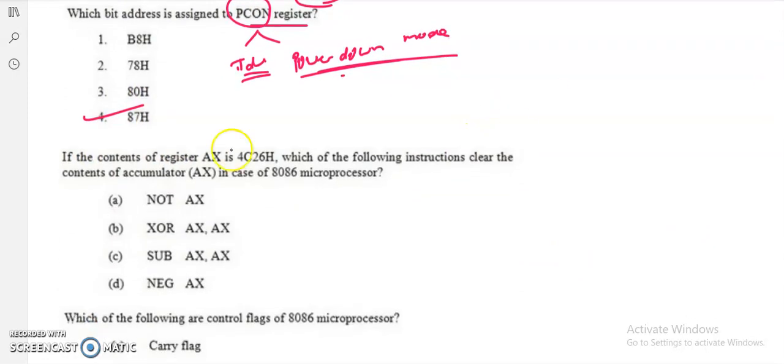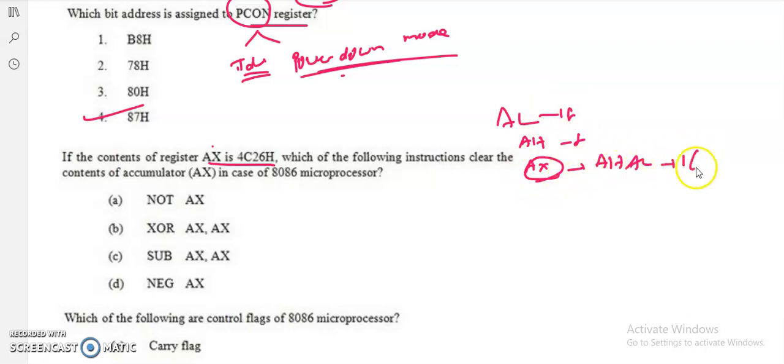Now coming to the register AX. A is nothing but the accumulator, AL holds the lower 8 bits and AH holds the upper 8 bits. AX is AH and AL together, so it is a 16-bit general purpose register. If it is holding 4C26 hexadecimal, which of the following instructions clears the contents of the accumulator?